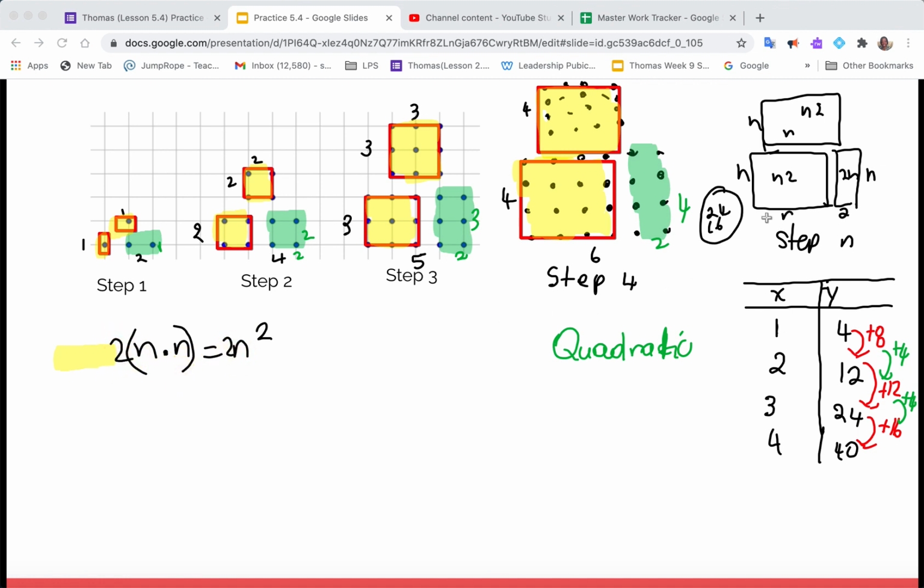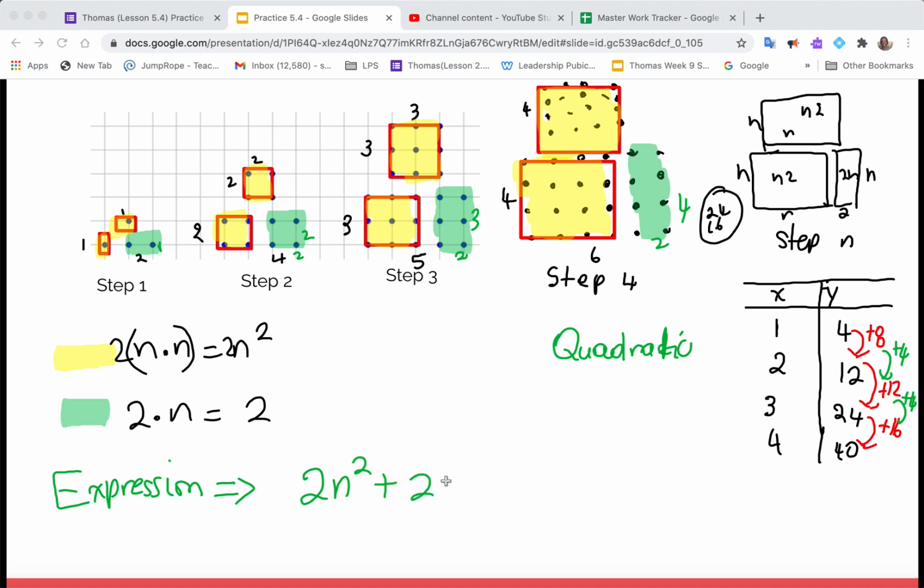And then my green section, oh, it's supposed to be green, come on, is 2 times n, which is equal to 2n. So the expression that gives the step n is going to be equal to 2n squared plus 2n.